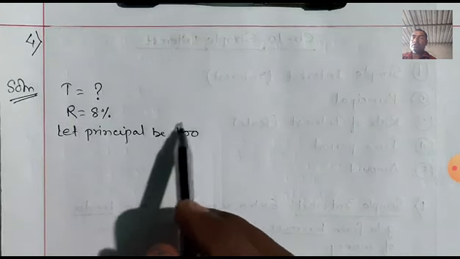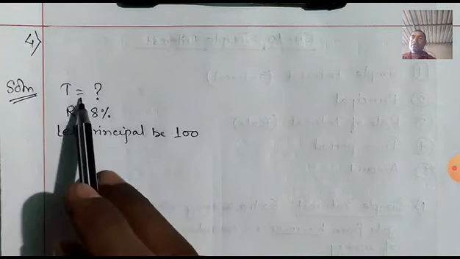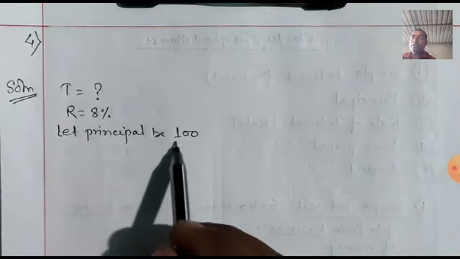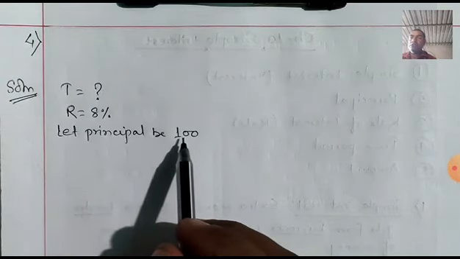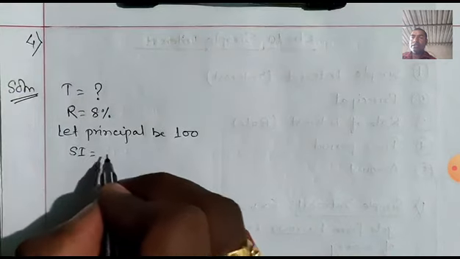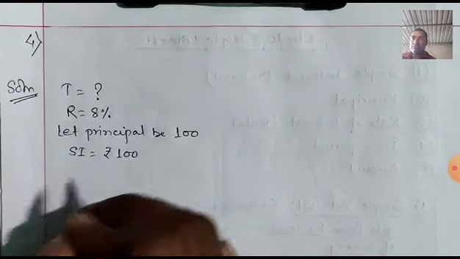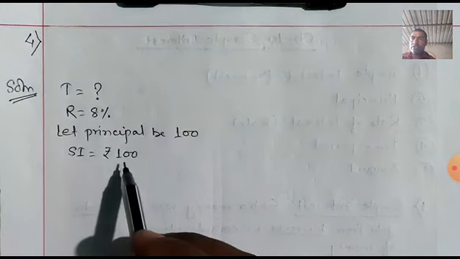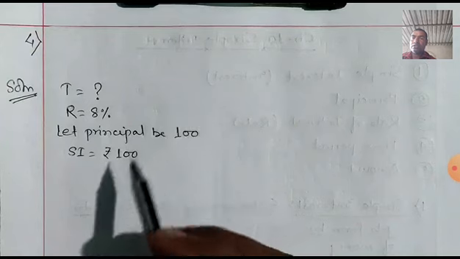This question we are solving by the comparing method. That means we are taking the principal as 100, because the principal is not given. So the simple interest will be double, that means 100. It is already given in the question that the money will be double.